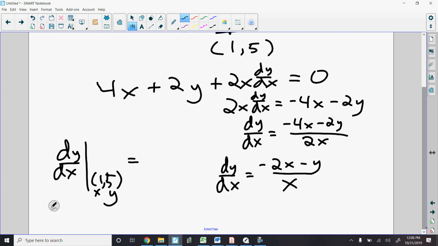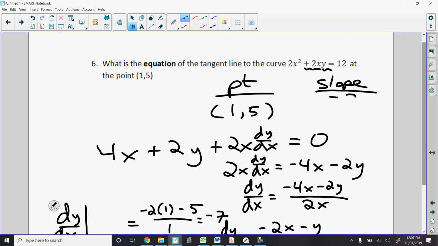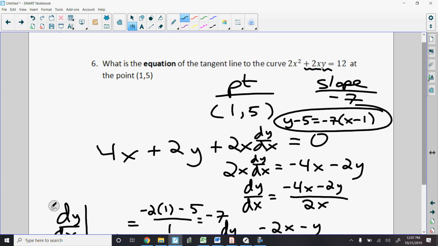So I've got negative 2 times 1 minus 5 over 1. Negative 2 times 1 is negative 2. Negative 2 minus 5 is negative 7. So I get negative 7 over 1, which is negative 7. And I can write my equation: y minus 5 equals negative 7, parentheses, x minus 1. And there's my final answer.